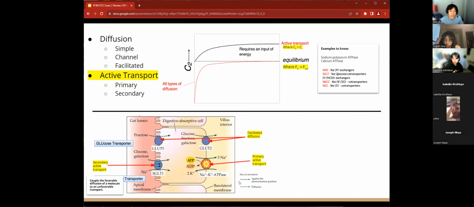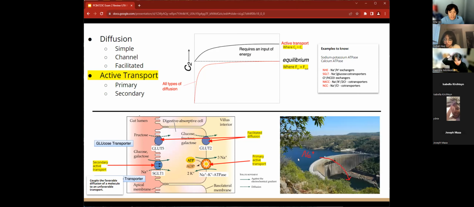Notice the arrows: a dashed arrow represents diffusion, while a solid arrow means you're going against the gradients. And then also up here, we can see our examples of facilitated diffusion. Once again, these do not use energy. They are saturable, and they travel down their concentration gradients.